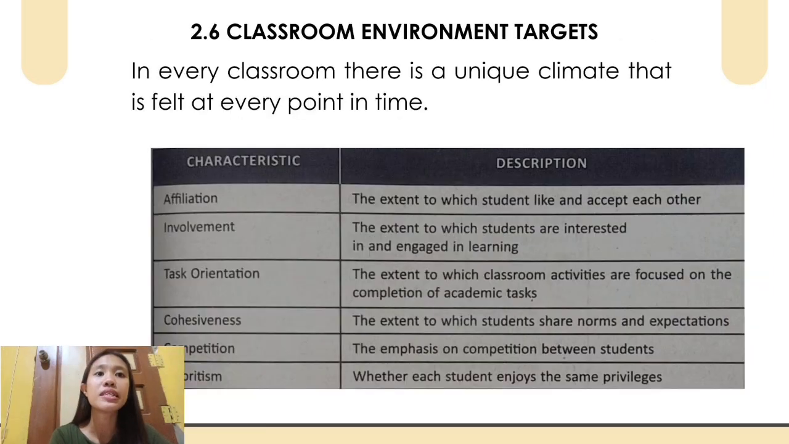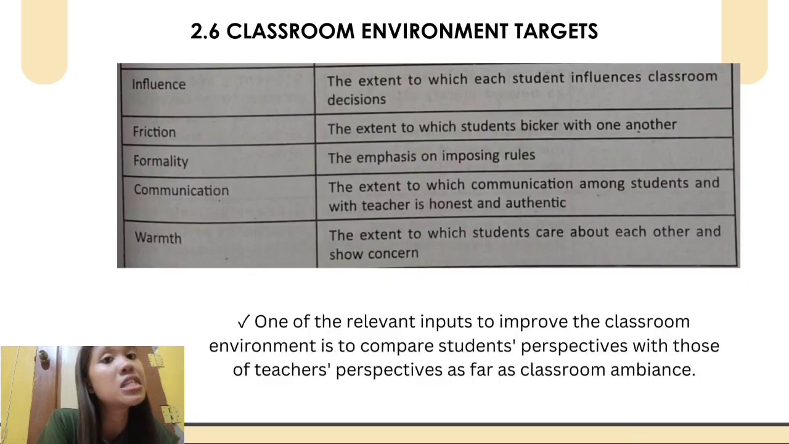Next we have 2.6 classroom environment targets. Classroom climate significantly impacts students' behavior and learning. Different classrooms have different atmospheres, some positive and supportive, others negative and tense. This climate influences how students interact and learn. Here are the characteristics and descriptions of our classroom environment: affiliation, involvement. You can just look at the table and read it.